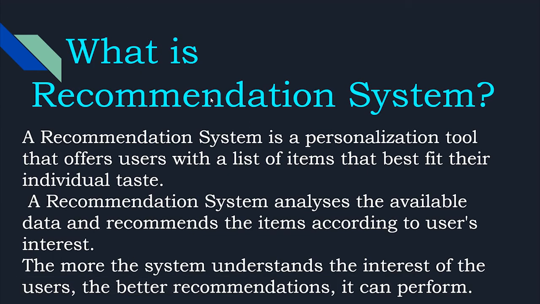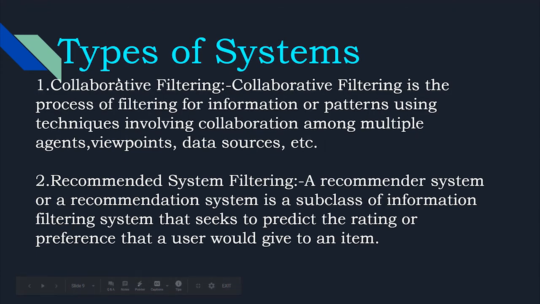Now moving on to the recommendation system. What is a recommendation system? A recommendation system is a personalization tool that offers users a list of items that best fit their individual taste. A recommendation system analyzes the available data and recommends items according to the user interest. The more the system understands the interest of the user, the better recommendation it can perform. It consists of two parts, collaborative filtering and a recommender system.